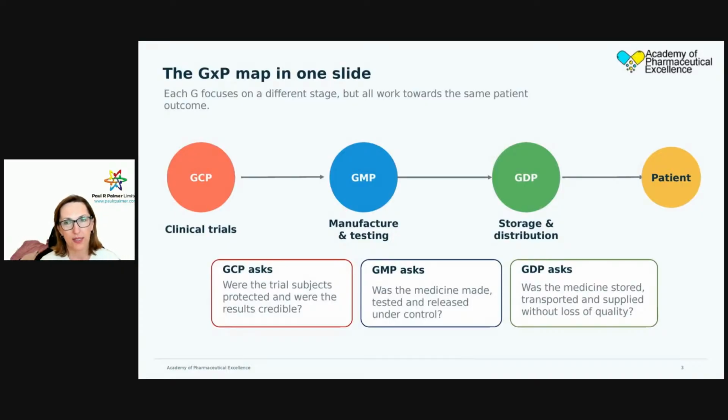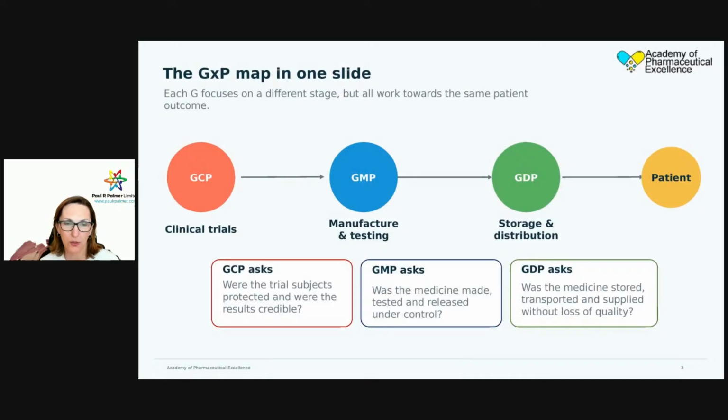Okay, so let's have a look at the simple map of the product life cycle. Each G focuses on a different stage, but they are all working towards the same outcome, and that is a patient who is expecting to receive a medicine that is safe, effective, and of required quality. So GCP stands for good clinical practice.